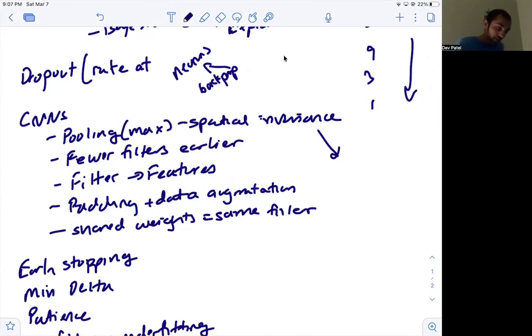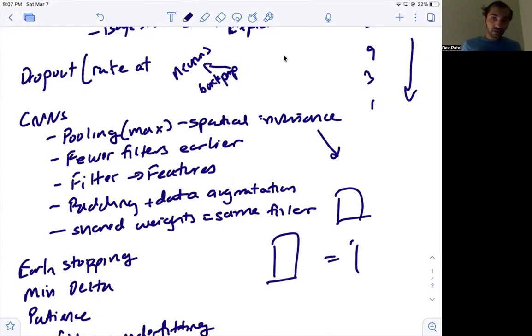Typically we use max or average pooling; max is typically the standard. Next, filters. Filters are used to identify features. And when we run a filter over the input matrix, we create a feature map, and that feature map refers to how prevalent that feature was in that part of the input image.